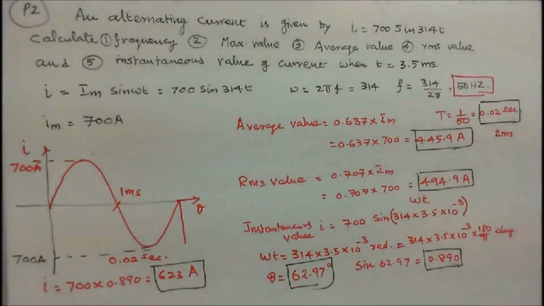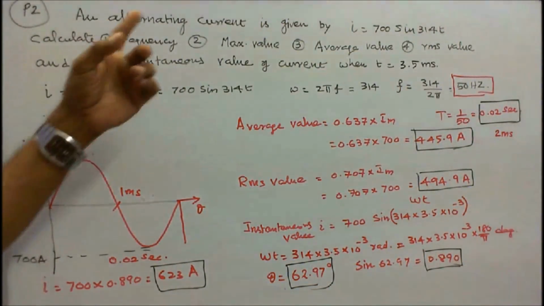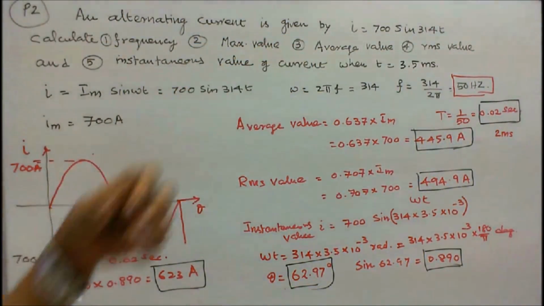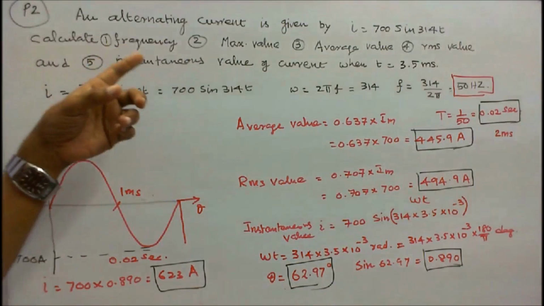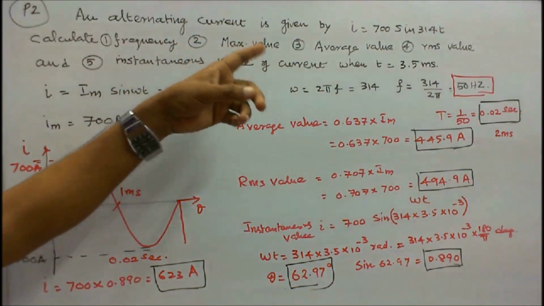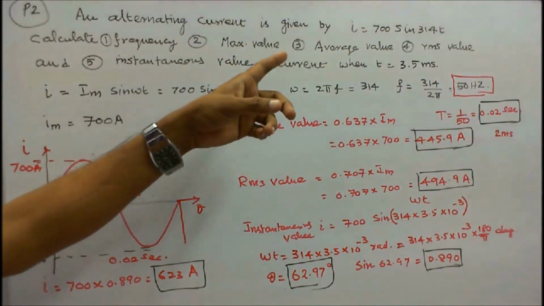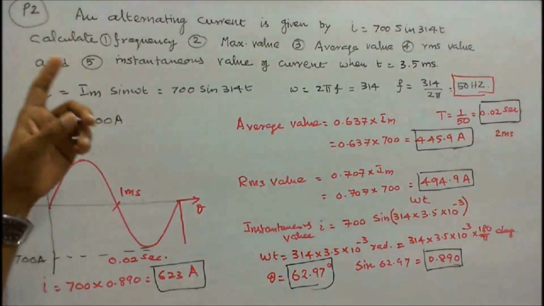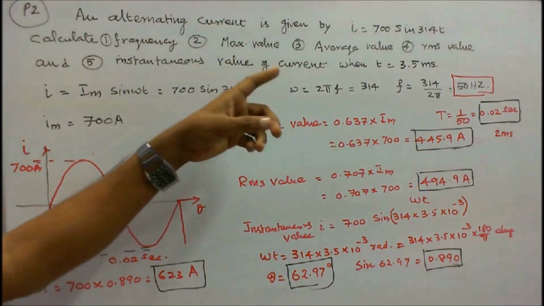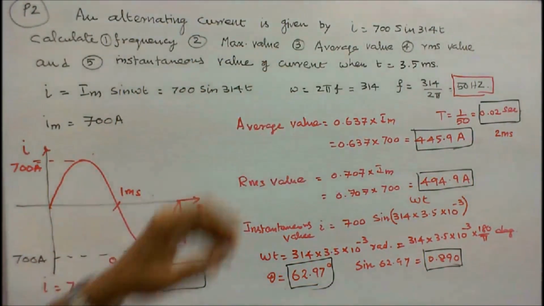Problem number 2. An alternating current is given by I is equal to 700 sine 314t. Calculate number 1 frequency, number 2 maximum value, number 3 average value, number 4 RMS value, and number 5 instantaneous value of current when t is equal to 3.5 milliseconds.